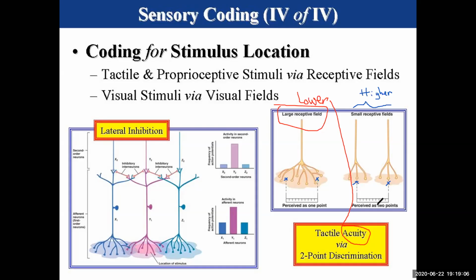So this changes dramatically over the surface of our body. For example, our lips have a very small receptive field. Same with the tips of our fingers. But on our back, we have large receptive fields, so we would not be able to detect with much accuracy on our back, for example. So that's the concept of two-point discrimination. For two-point discrimination, you want a small receptive field. The smaller the receptive field, the better your capability of two-point discrimination.